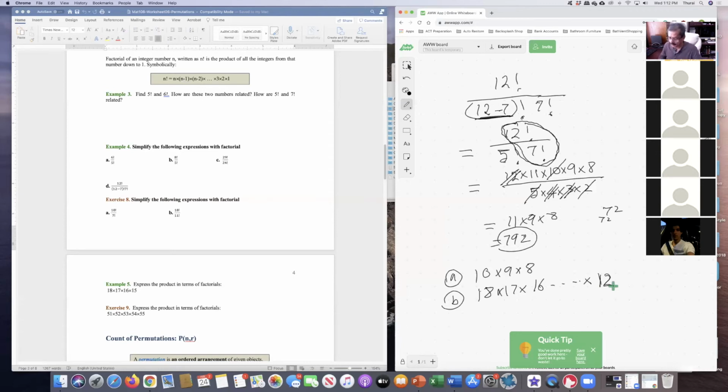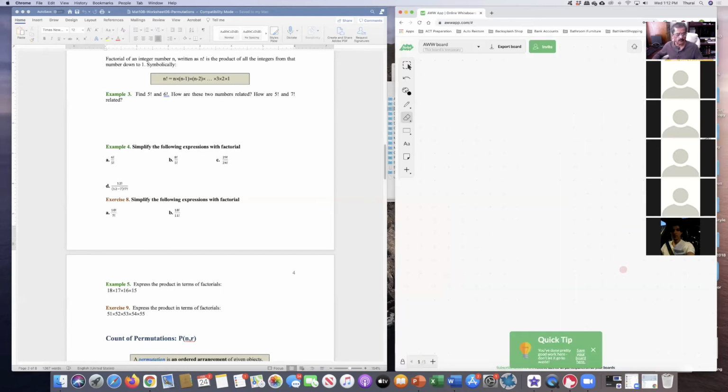Okay, now I'm going to explain, let me clear the board and explain something. We need to understand how to go backwards. So this part A, exercise 8 part A, we had factorial 10 over 7. So let me start with that. Factorial 10 over 7 factorial was equal to 10 times 9 times 8. That's all that is, right? That product is equal to this.